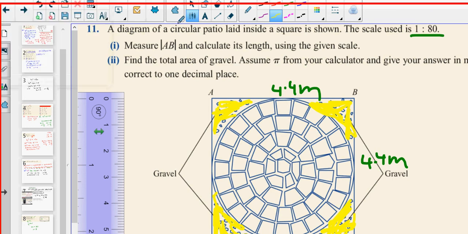Now, first thing we're going to do is we're going to get the area of the square. So the square is 4.4 multiplied by 4.4. Will somebody give me the answer for that? 19.36. Next thing. We want the radius of the circle, which is half the 4.4, which gives me 2.2.